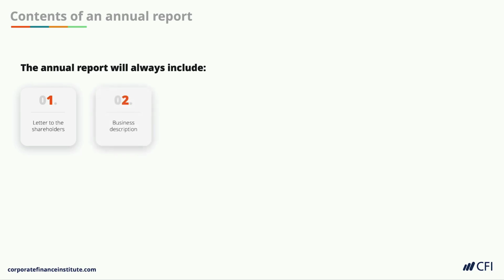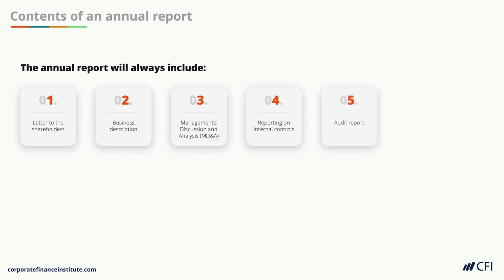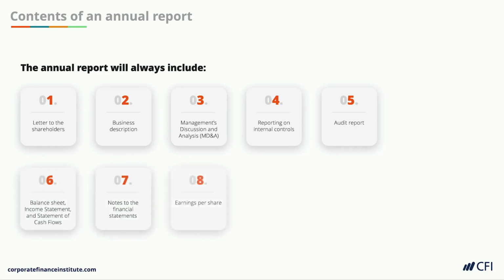A description of the business, which outlines what activities the company is engaged in, management's discussion and analysis, or MD&A, which we'll cover in more detail next, reporting on internal controls over financial reporting to demonstrate that the internal controls have been designed and are operating effectively, an audit report if a company has been audited or another form of accountant's report if it hasn't, the financial statements and the accompanying notes to them, a breakdown of earnings per share, and finally, a listing of the directors and officers of the company.